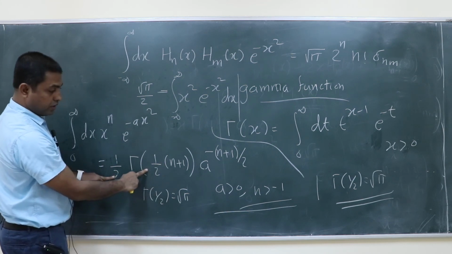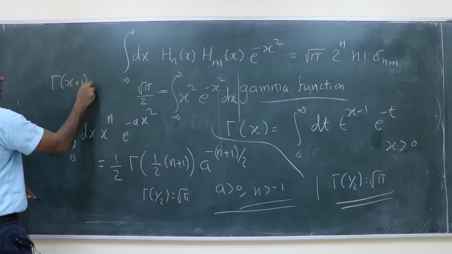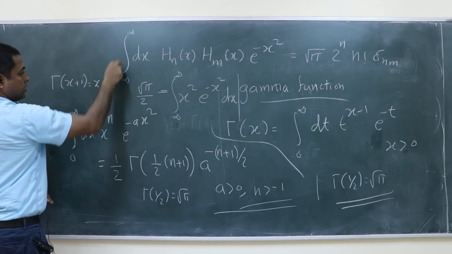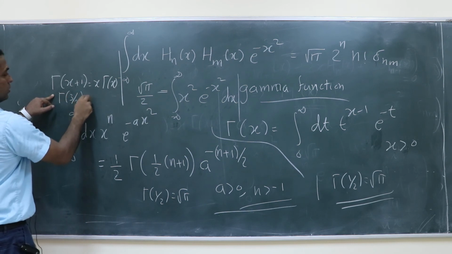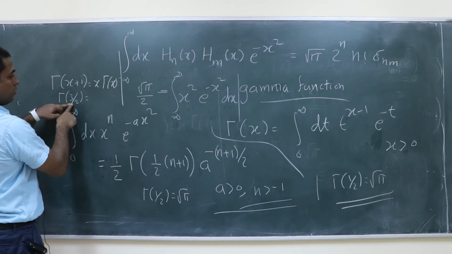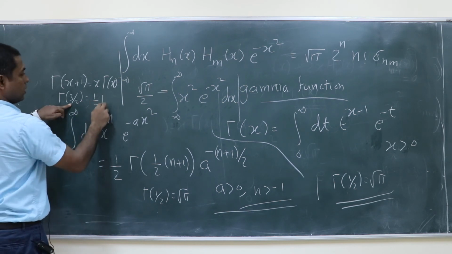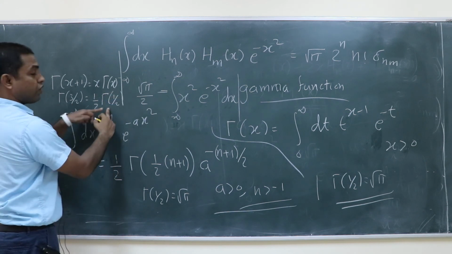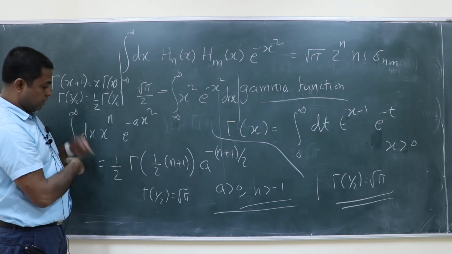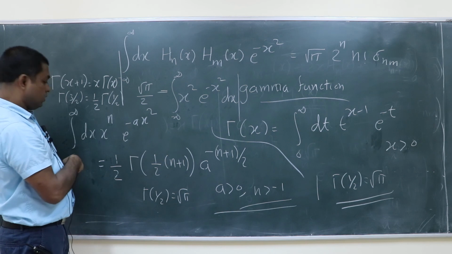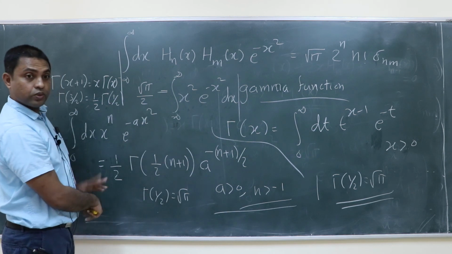What is 1 by 2 gamma 3 by 2? Gamma of x plus 1, I can write as x gamma of x. So gamma of 3 by 2 is equal to 1 by 2 gamma of 1 by 2. Gamma of 1 by 2, what is the answer? Root pi. So root pi by 2. Then divided by 2, because this is 0 to infinity, and there is a 2 here, so you get the answer root pi by 2.